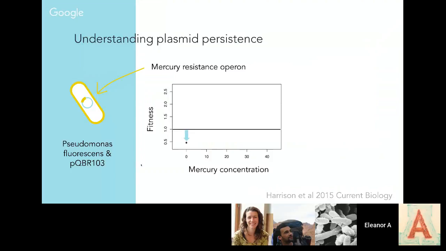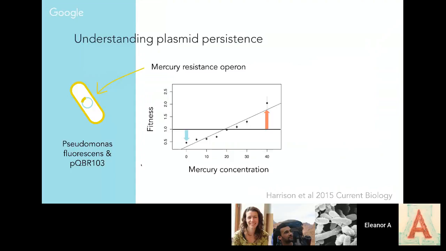Like many plasmids, the pQBR103 confers beneficial functions to its host in the form of carrying bacterial accessory genes that the bacteria can utilize under particular environments. And in this case, it's a mercury resistance operon. And so that means that when we increase the concentration of mercury in the environment, the fitness of the bacteria carrying the plasmid increases relative to that of the plasmid-free bacteria. And at very high concentrations, the plasmid is beneficial. It's almost essential because plasmid-free bacteria are dying through mercury toxicity.